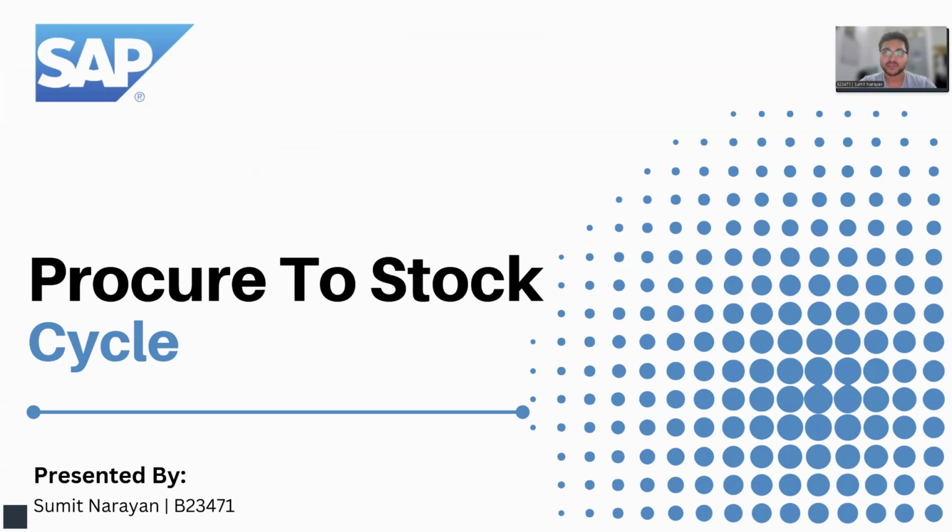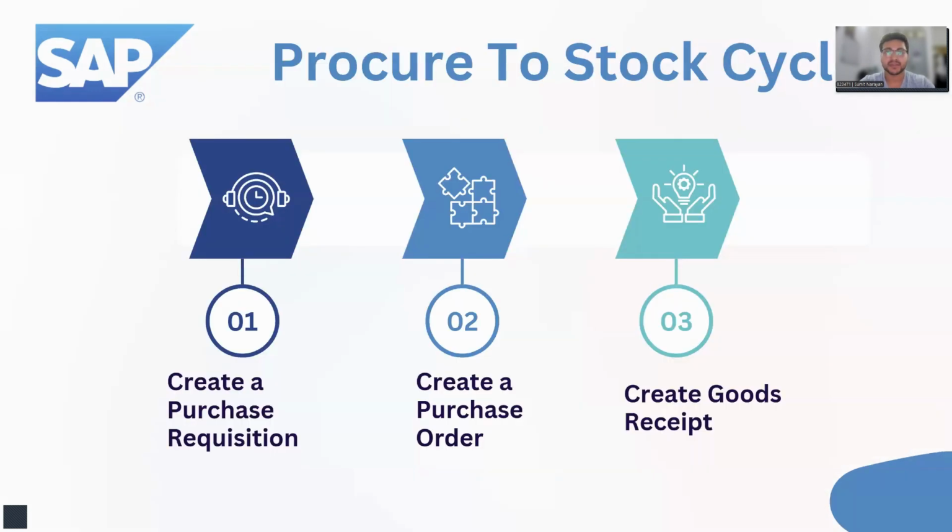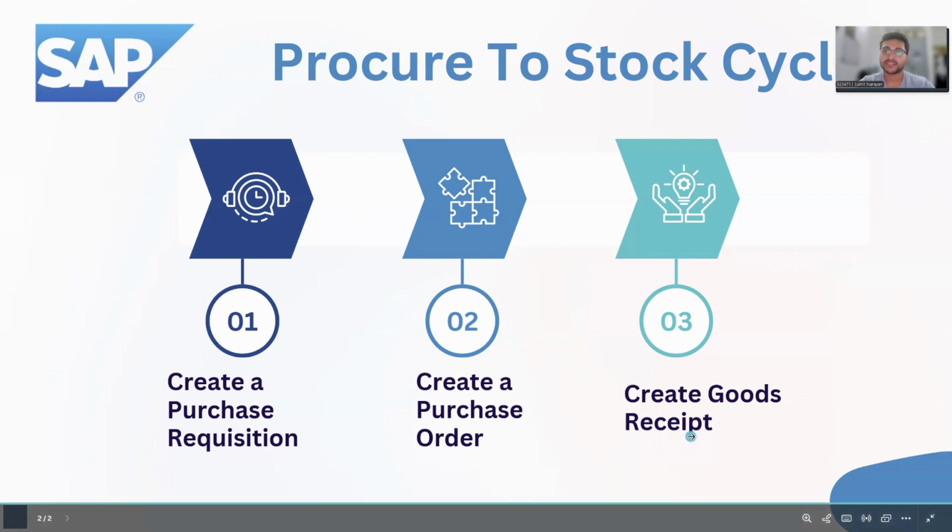Hello, sir. I'm Sumit Narayan and I'll be demonstrating the procure to stock cycle in SAP. It is part of the procure to pay cycle. For this, we'll be doing these three steps. First one, we'll create a purchase requisition, then we'll create a purchase order, and finally, we will create good receipt. Let's go to the demo.